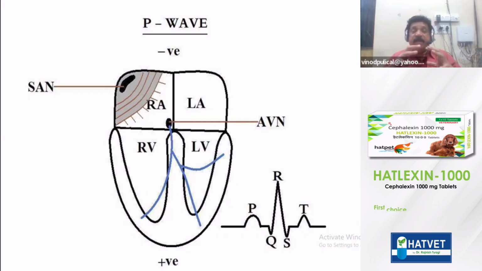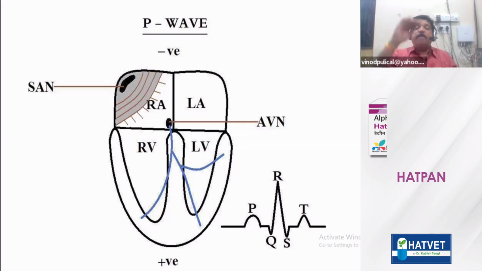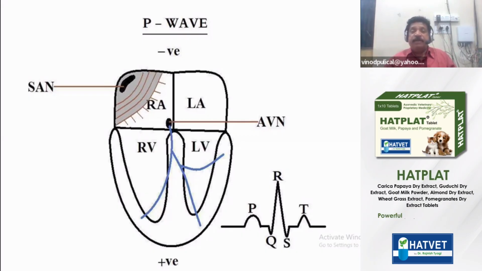Whenever there is enlargement of the right atrium, there will be an increase in the peak of the P wave. And when there is enlargement of the left atrium, there will be an increase in the width, because there will be an increase in the length of the downhill, and so an increase in the width of the P wave. So an increase in the amplitude of the P wave shows right atrial enlargement, and an increase in the width of the P wave shows left atrial enlargement. In combined left and right atrial, bilateral enlargement, there will be an increase in peak as well as an increase in width.